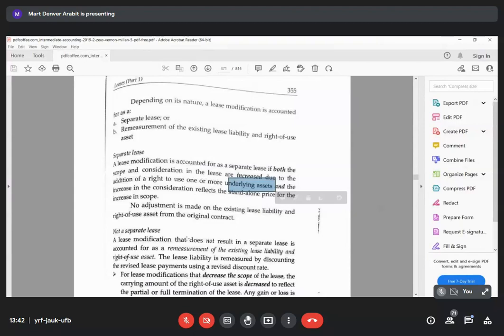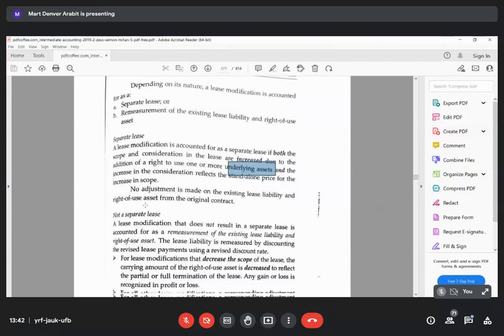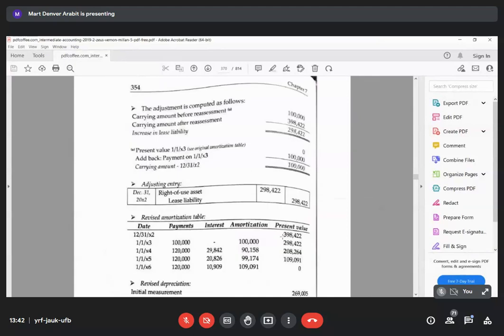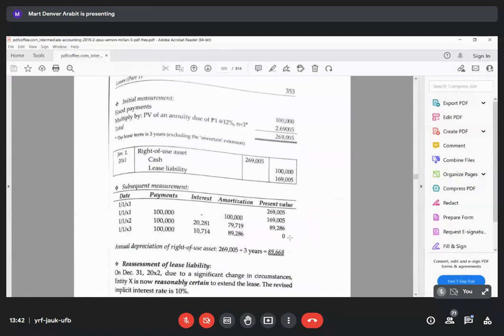However, for a not a separate lease, so this is another lease. A lease modification that does not result in a separate lease is accounted for as a remeasurement of the existing lease liability and ROU. So the lease liability is remeasured by discounting the revised lease payment using a revised discount rate, which is what we have done previously. Kung ano yung ginawa natin. That is the remeasurement. So nag-remeasure tayo or nag-reassess tayo.